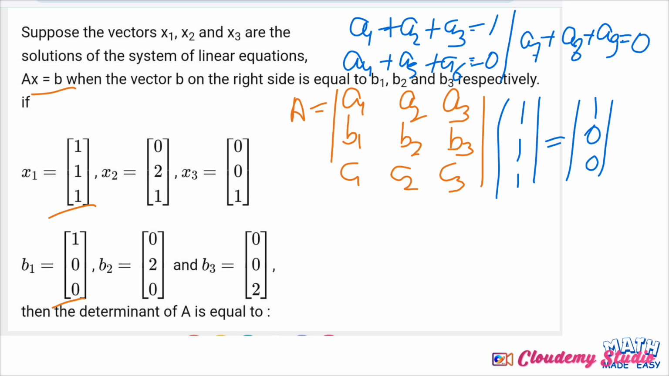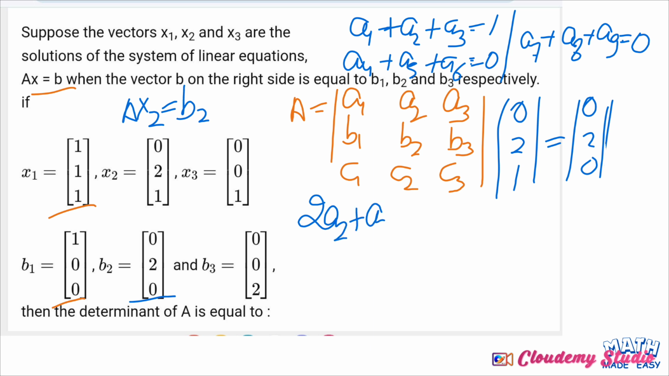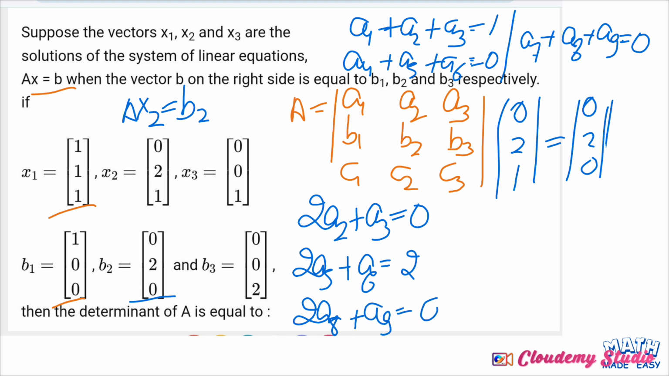Next is Ax2 equals b2. Again x2 is 0 2 1 and b2 is 0 2 0. So from here my equations become 2a2 plus a3 is 0, 2a5 plus a6 is 2, and 2a8 plus a9 is 0. So 3 equations were formed earlier and 3 equations are formed here, 4, 5 and 6.